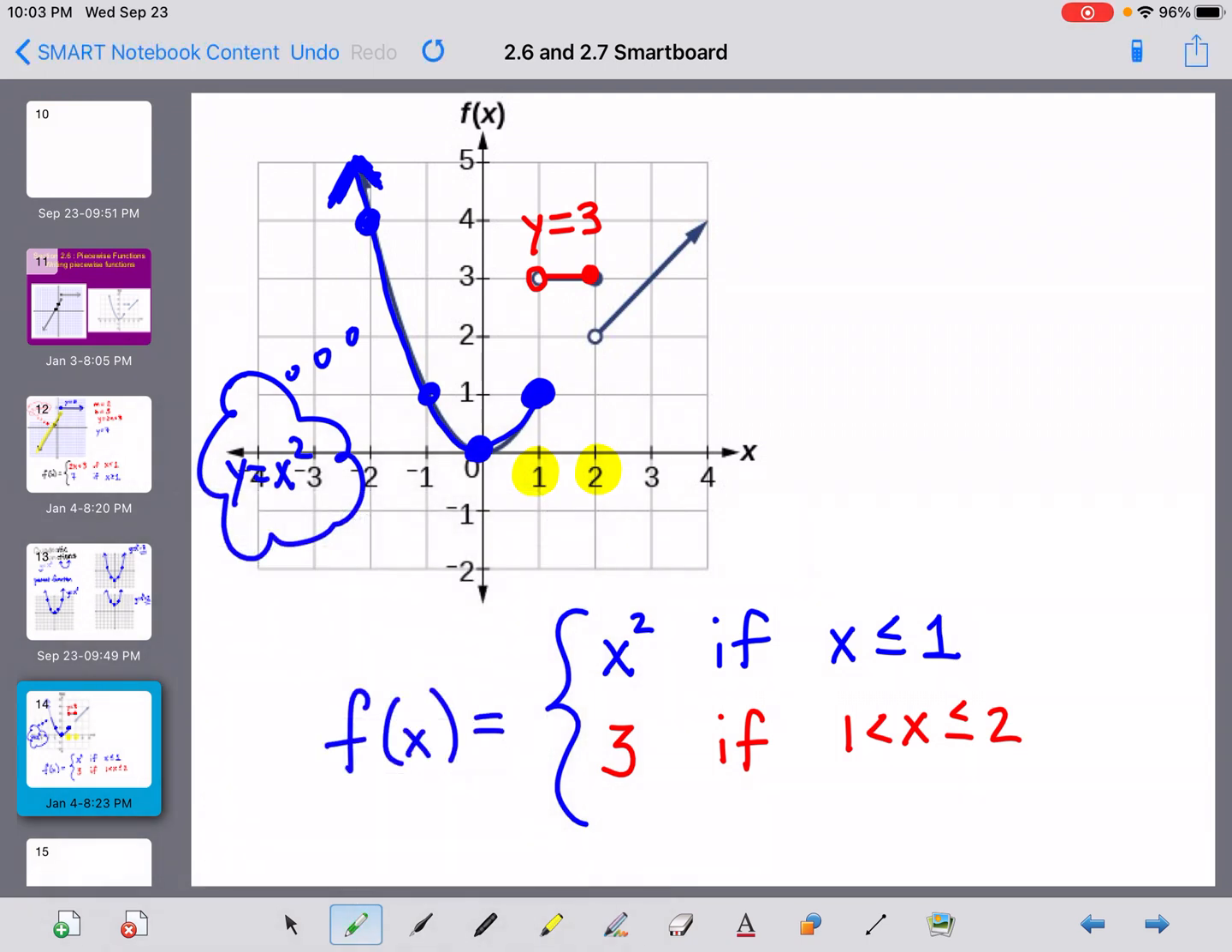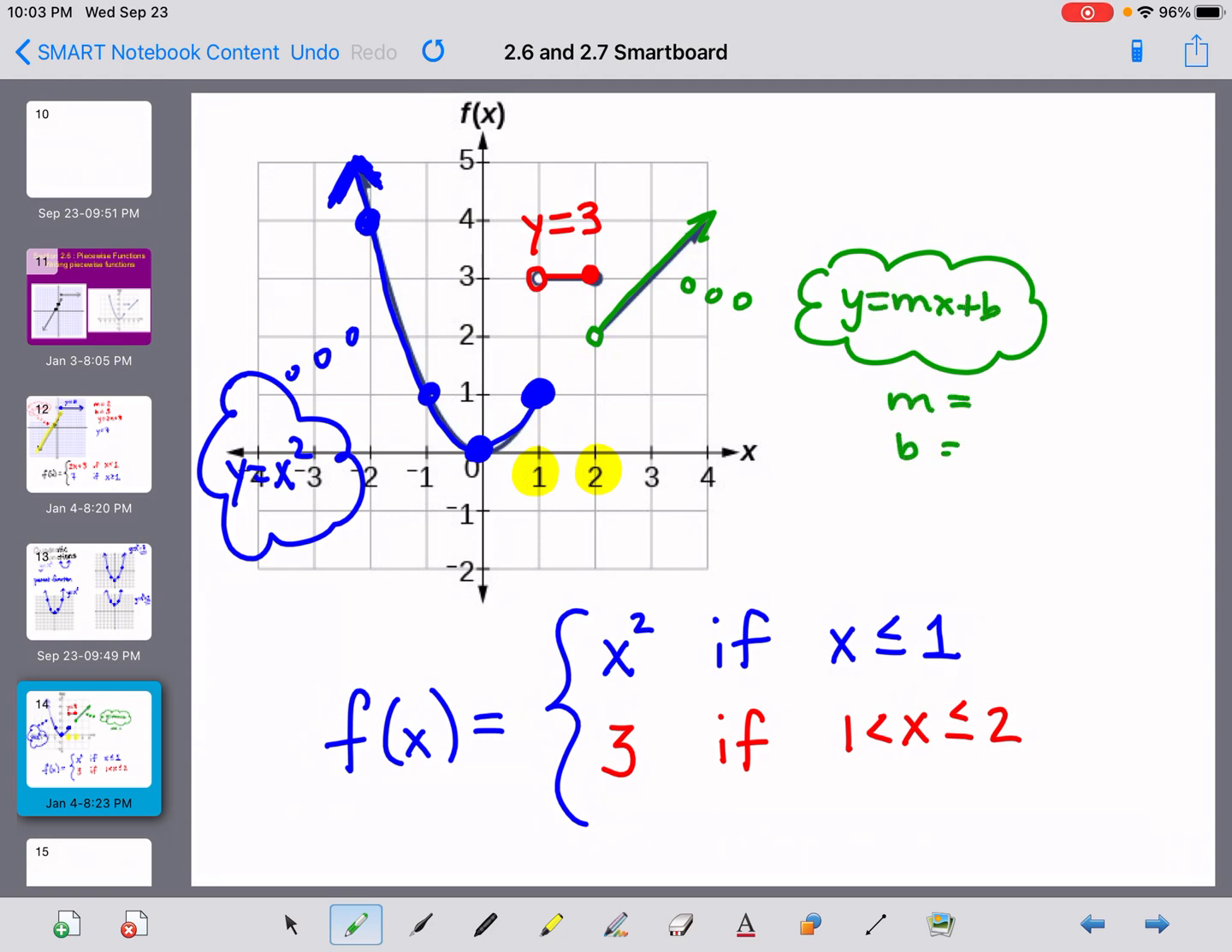And the last piece of this piecewise function, open circle here, headed in that direction. So again, I'm thinking y equals mx plus b. So I need to find the slope. I need to find the y-intercept. For the slope, just look at your rise over run. There were no points plotted here, but this one's crystal clear, right? It hits so nicely on those coordinates. So rise over run, it's a positive slope, 1 over 1, which is 1.